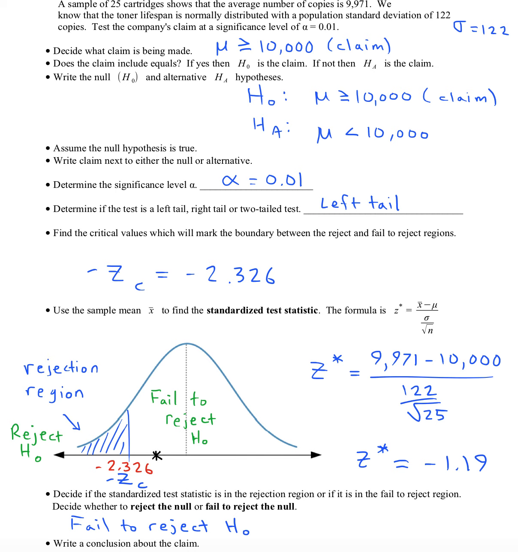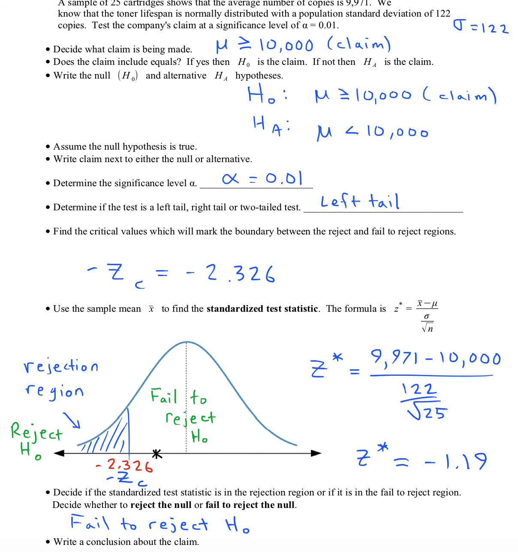The last thing to do is to write a conclusion about the original claim. The company said that their cartridges would last for 10,000 copies. We found a sample mean that was below that, but it wasn't far enough below it to warrant rejection of their claim. We have to concede the possibility that maybe we just got an unusually low sample mean, but maybe the population mean really is 10,000 or above.